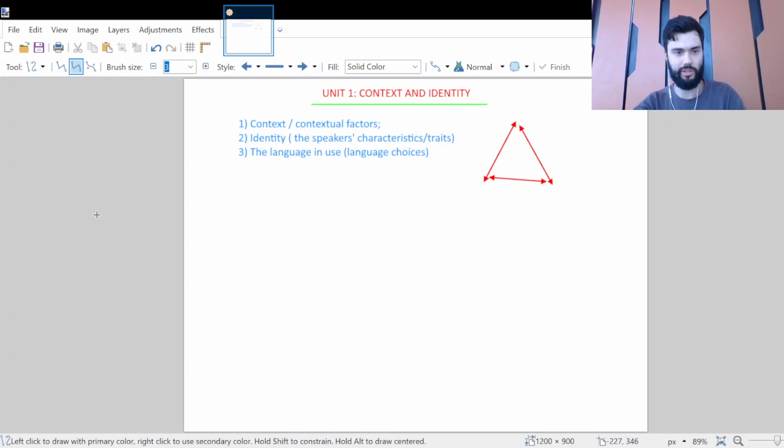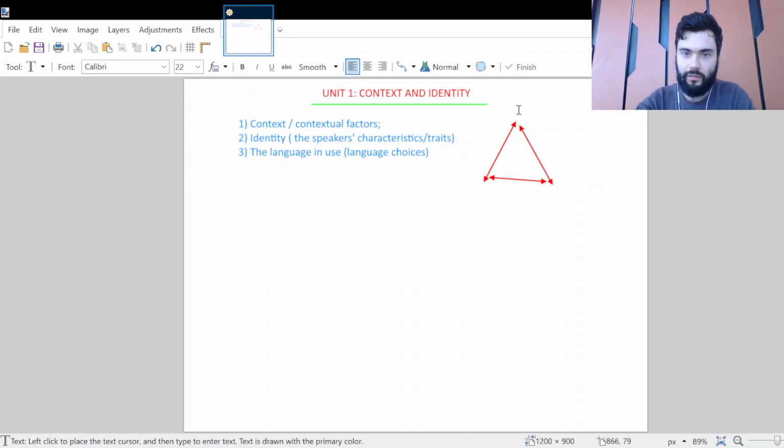In what way? Briefly. Contextual factors, without a doubt, have an impact on the language choices. The speaker's identity has an impact on the language choices. The language choices reveal the speaker's identity, and the language choices are as follows within this specified context. So these are the interrelations between the 3.